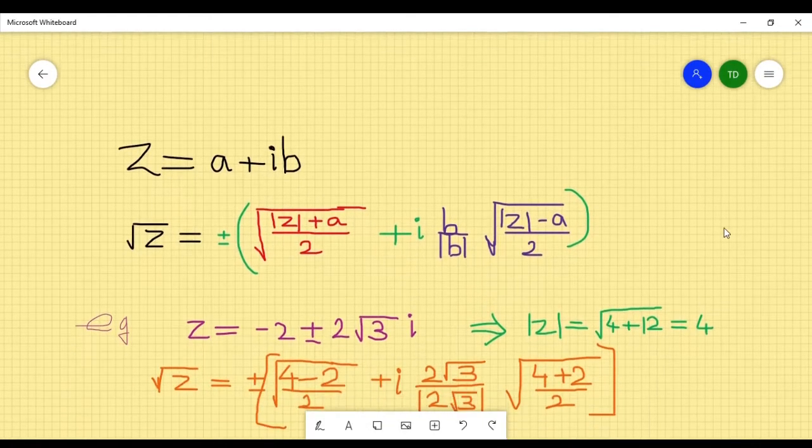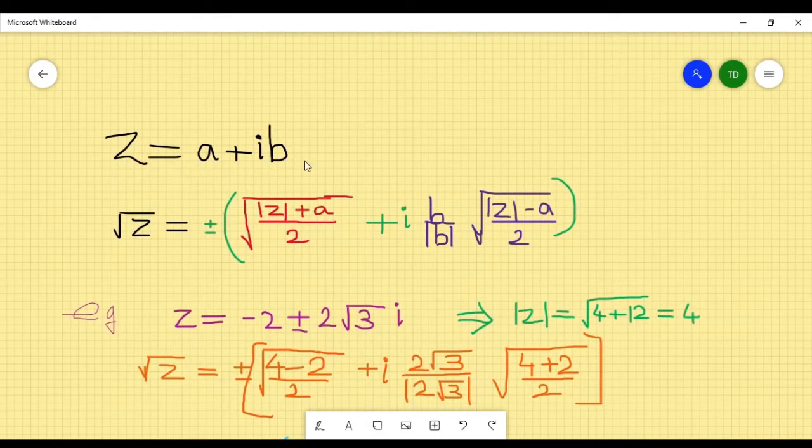We know if we are given z equal to a plus ib, we call a the real part of the complex number and b the imaginary part of the complex number. In that case, root z is given by plus or minus because it is a square root. There are two roots. With the plus sign we will get one root, with the minus sign the other one. So we have two roots of a complex number which are square roots.